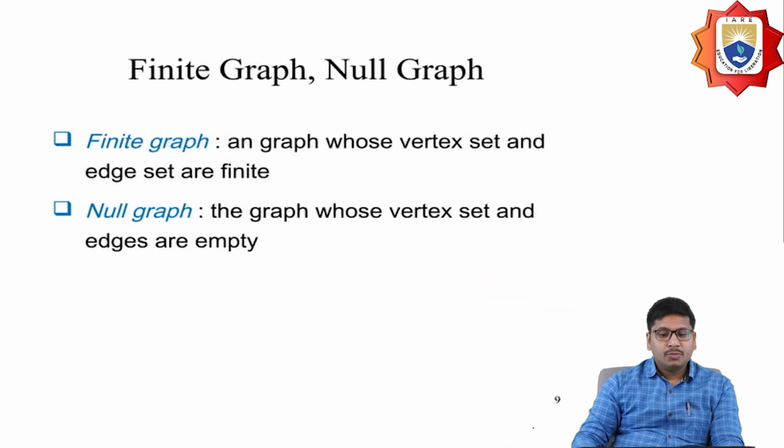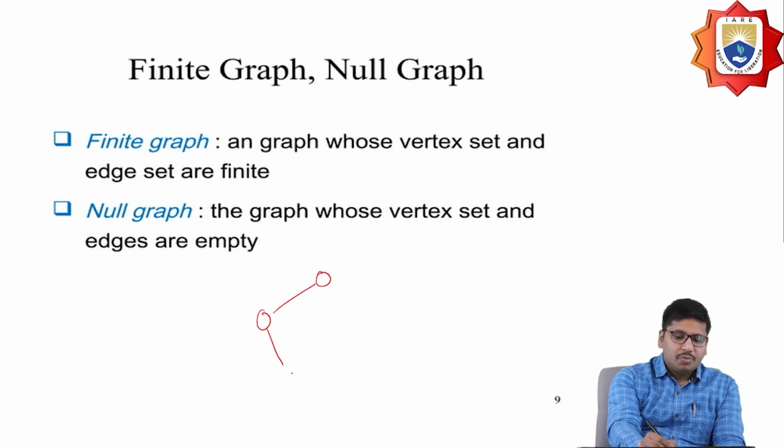And what is a finite graph or null graph? A graph whose vertex set and edge set are finite is called a finite graph. A graph whose vertex set and edge set are empty is considered a null graph.